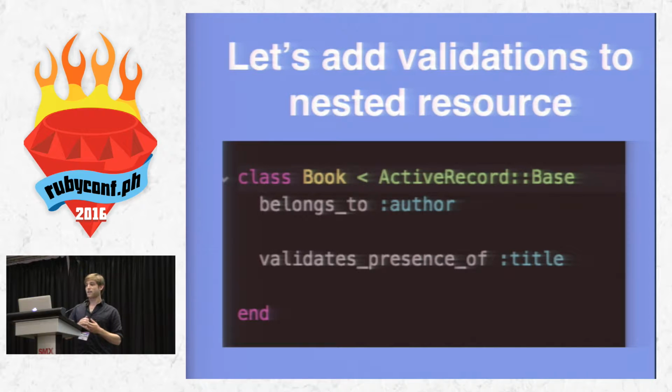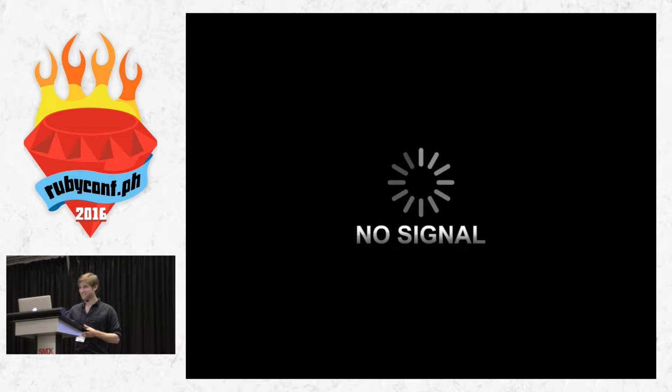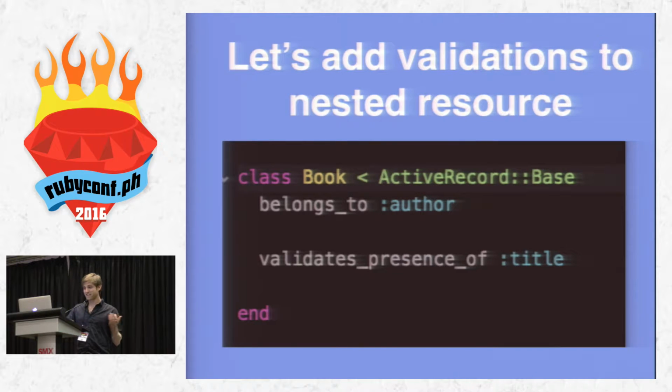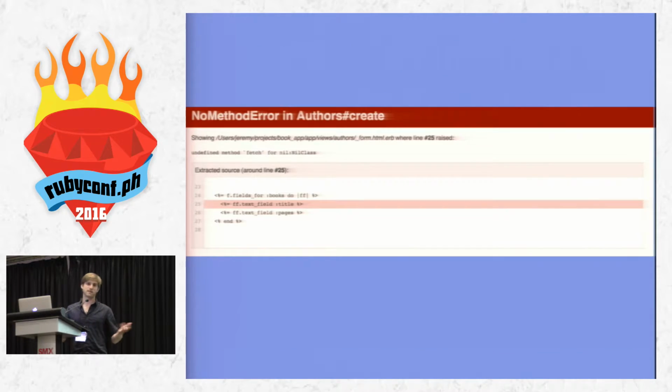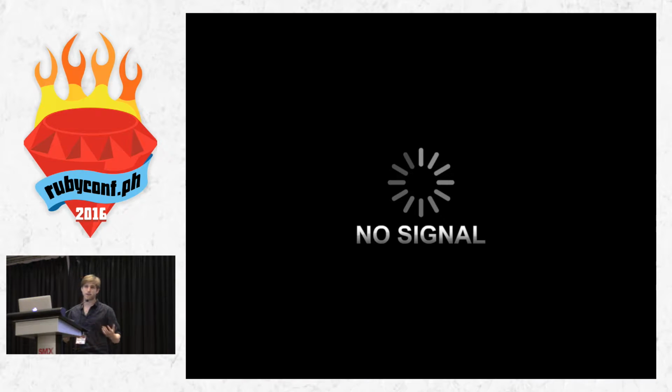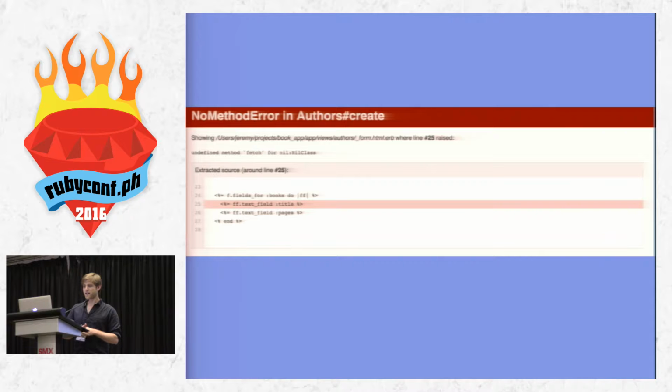Now let's go ahead and add validations to the nested resource, and this is kind of where everything starts falling apart. So I'm going to add a validate presence of to the title for a book, and I'll resubmit the form, and I'll leave the title blank. And this is what happens. It creates an invalid book model object, and so you get this error, and it's trying to render the attributes for an invalid book model.